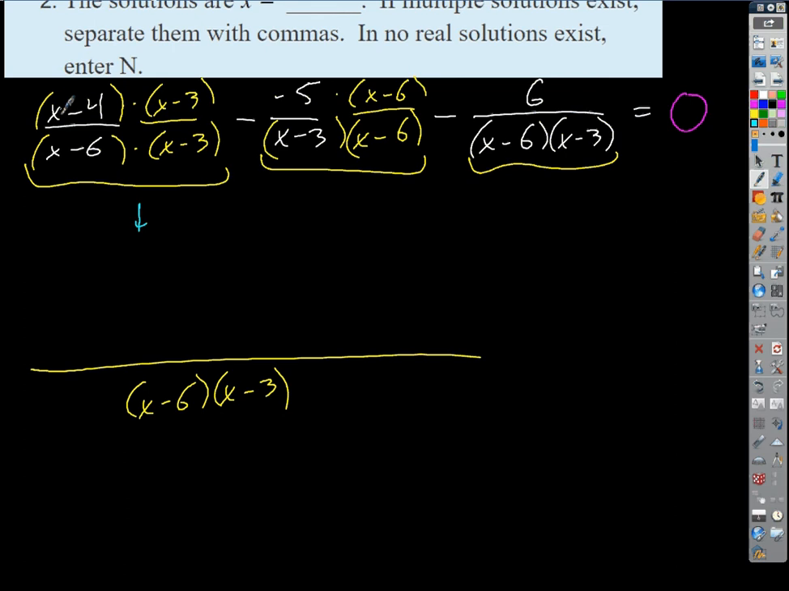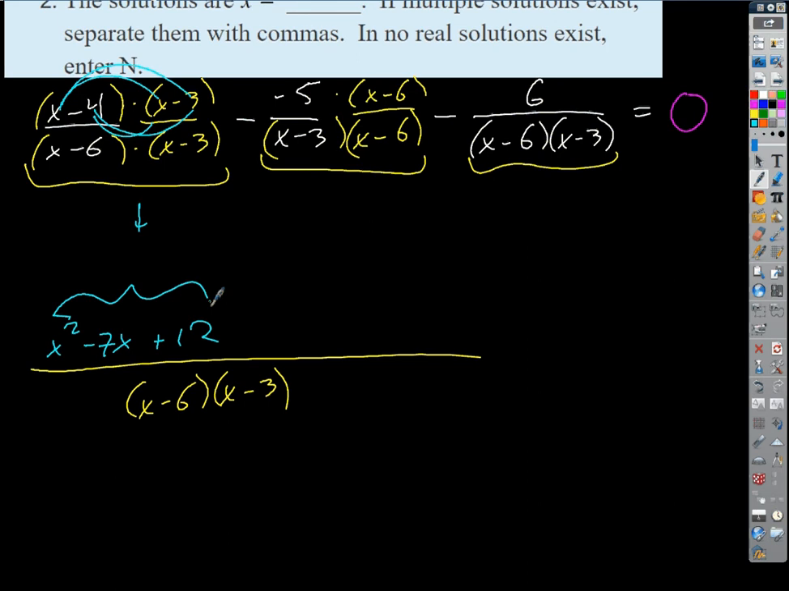If I distribute the x, x times x is x squared, x times -3 is -3x, but I'm also going to distribute the -4. So -4 times x, -4x. Well, let's combine those. -3x and -4x is what? -7x. Okay, so we can just combine those into one term. And then finally, -4 times -3. So there's what I get from the first term, right?